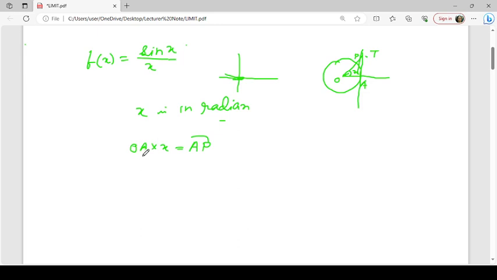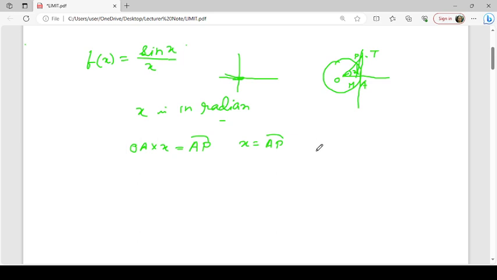OA is, we are assuming this as unity, so OA is equal to 1. So OA is equal to 1, OP is equal to 1. So x is equal to arc AP. Then we draw a perpendicular from P to M on OA. So this is a right angle triangle.